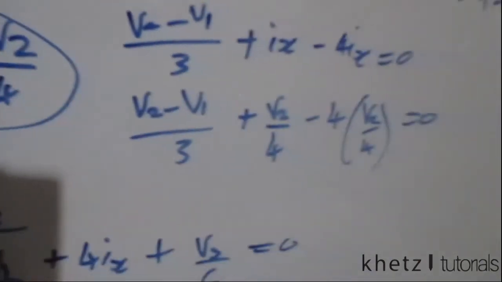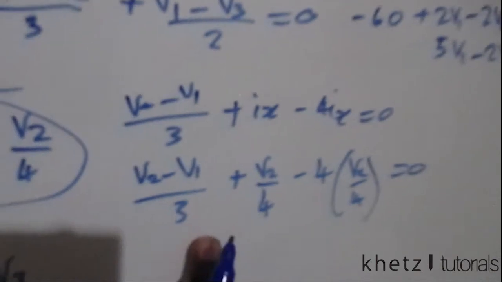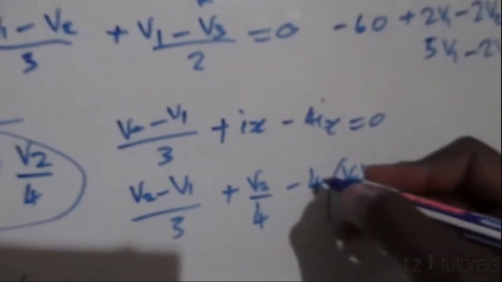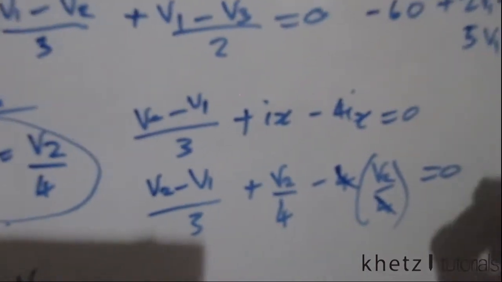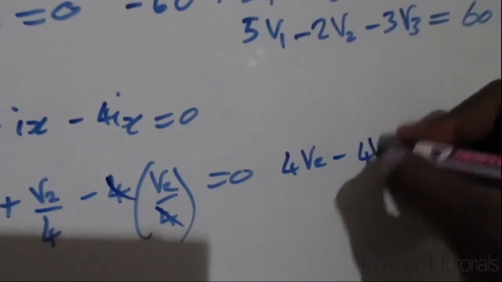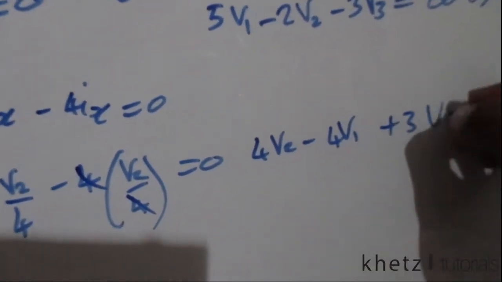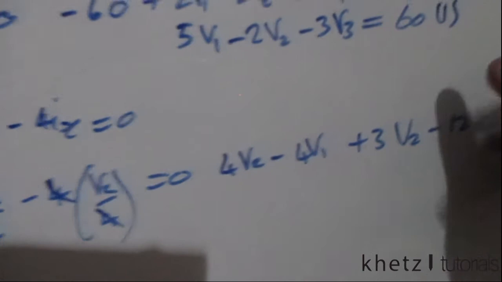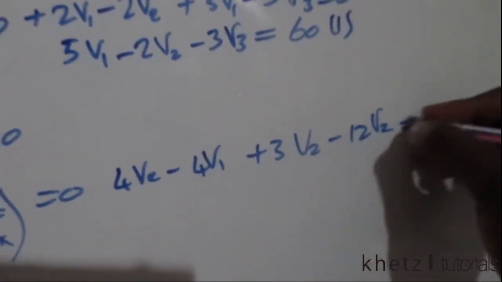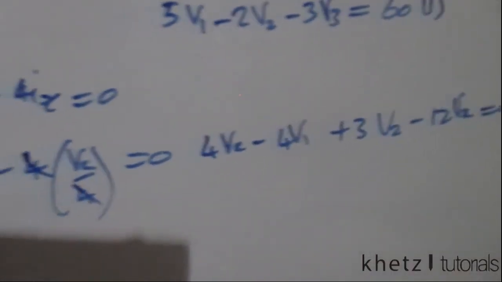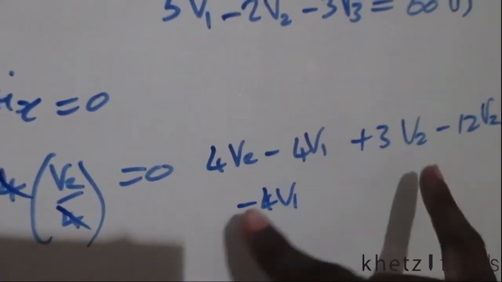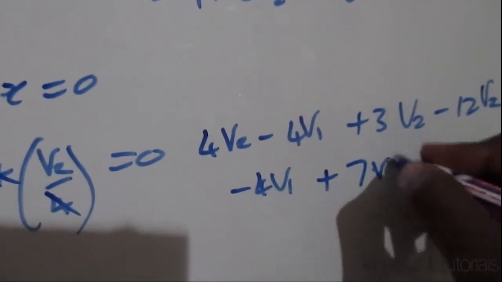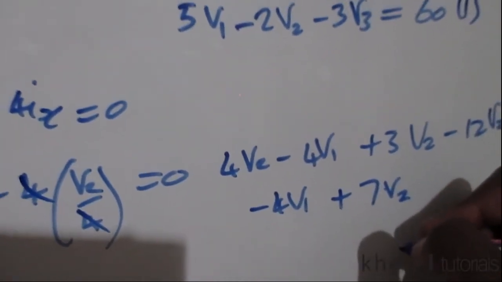Now simplifying the second equation from node 2, which is here. We're going to multiply by 12. Multiplying by 12, we have 4V2 minus 4V1 plus 3V2 minus 12V2, amounting to 0. Adding the like terms, we have negative 4V1, and adding those, plus 7V2.